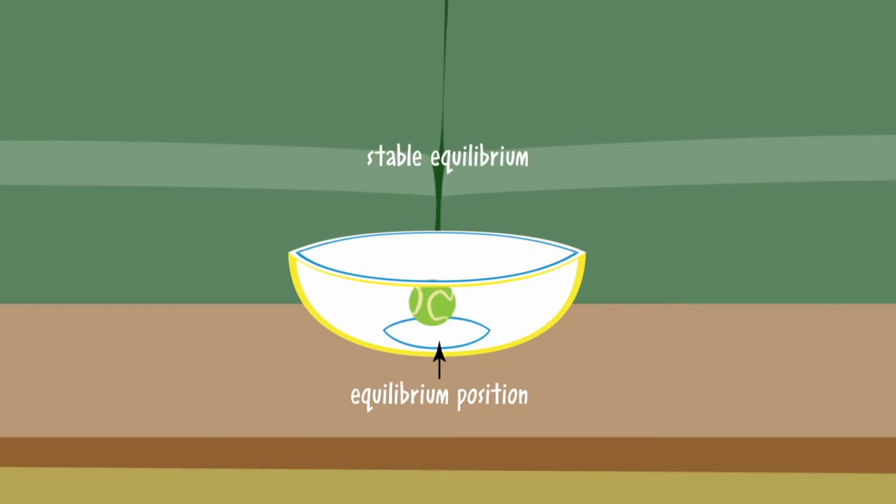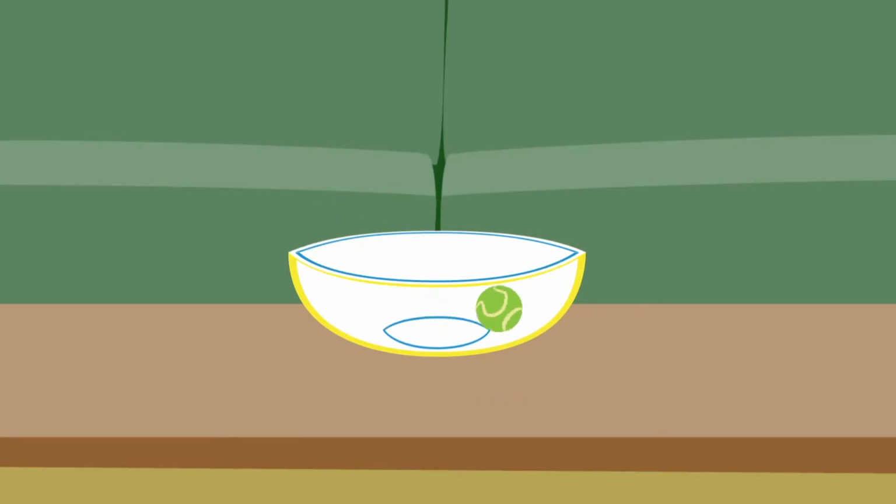This is called stable equilibrium. Whenever you move the ball away from its equilibrium position, the forces acting on it, Earth's gravity, and forces the bowl exerts, push it back to the equilibrium position.